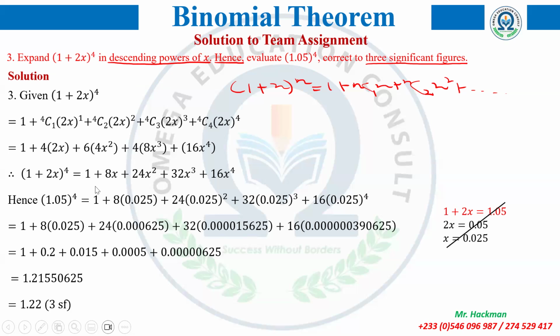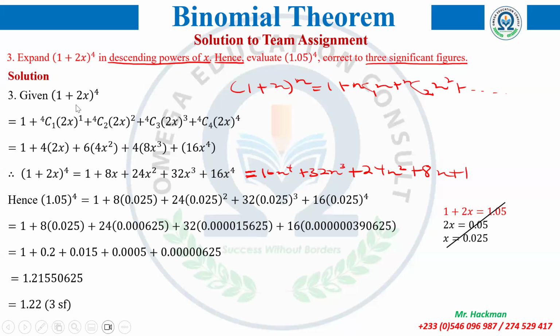So this is what we are going to do. This will now be equal to, because here is the full arrangement, you arrange backwards. That will give you 16x to the power 4, then plus 32x cubed, then plus 24x squared, then plus 8x, then plus 1. If you end here, you won't get the final answer score.